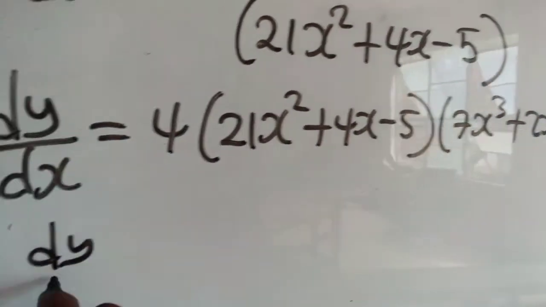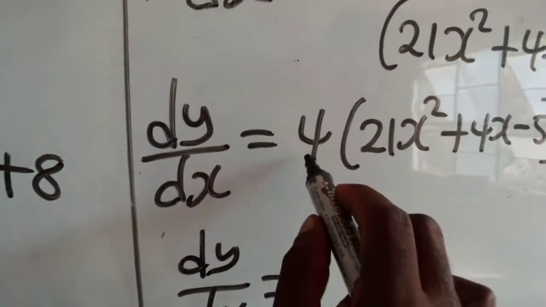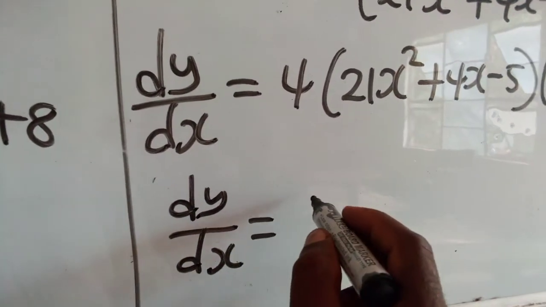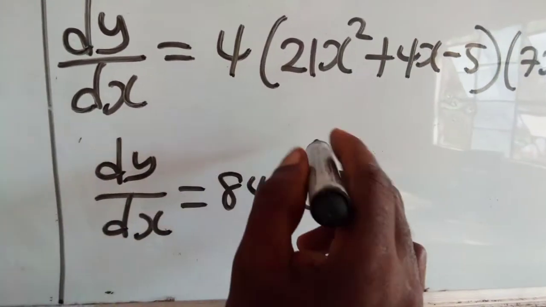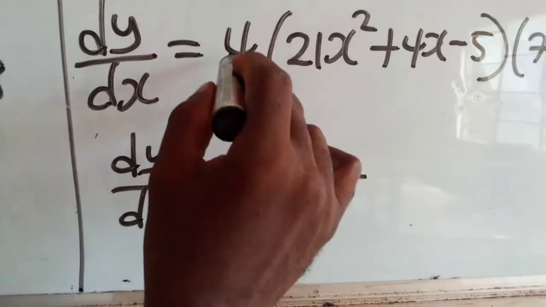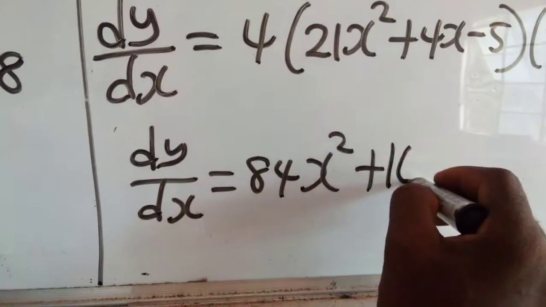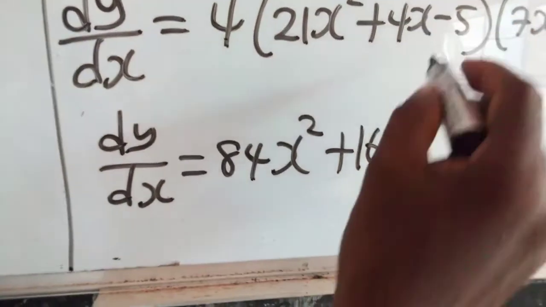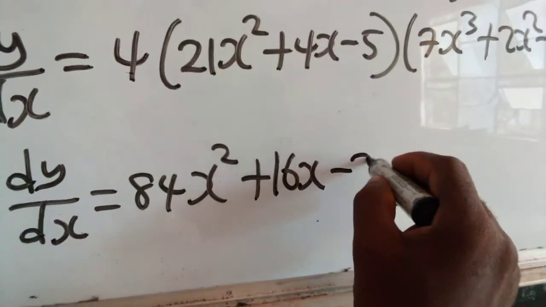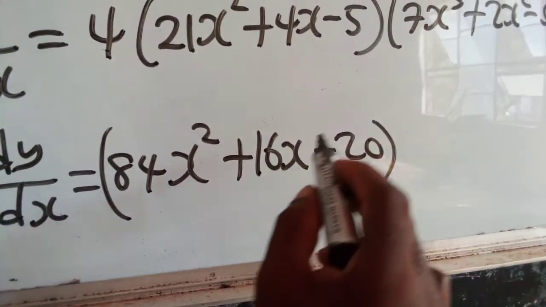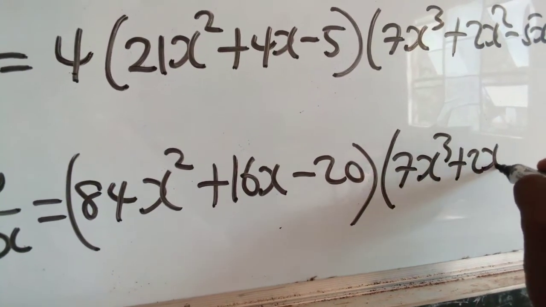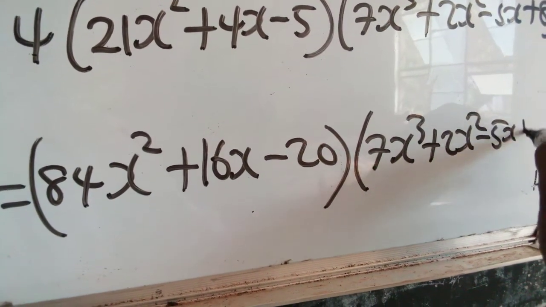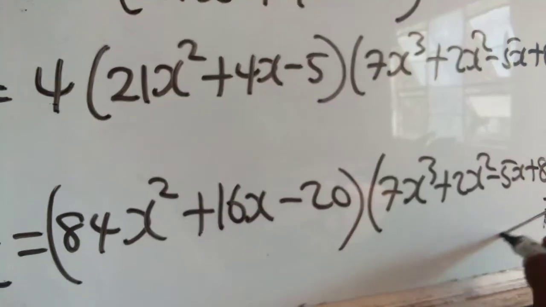You have that dy/ds will be 4 times 21 is 84s^2 plus 4 times 4 is 16s, 4 times minus 5 is minus 20. Into this one, into whatever you have there. And that will be your answer.